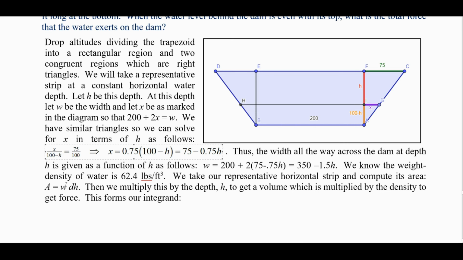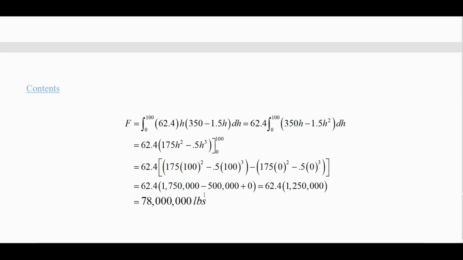We know that the weight density of water is 62.4 pounds per cubic feet. And we take our representative horizontal strip to compute its area, which is just the W times dH in this case. We multiply this by the depth H to get a volume, which is then multiplied by the density to get force. And this is our integral right here. So it's 62.4, that's pounds per cubic foot. We have H feet deep, we have this many feet wide, and dH feet thick.